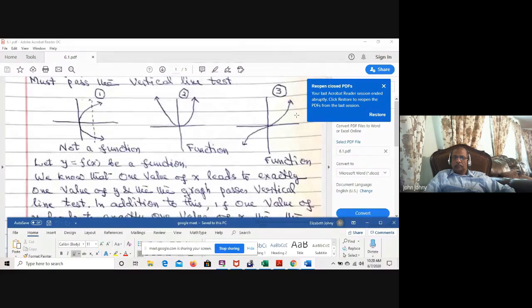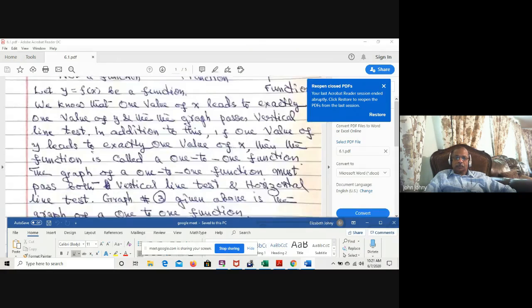So this one is the one-to-one function because it passes the vertical line test and also the horizontal line test. If you draw a horizontal line, that line crosses the graph only once. Whereas in number 2, if you draw a horizontal line, that line may cross the graph in two different places like this. So this is not one-to-one. The number 3 is one-to-one.